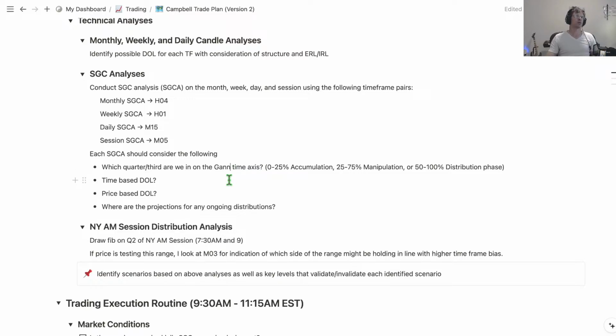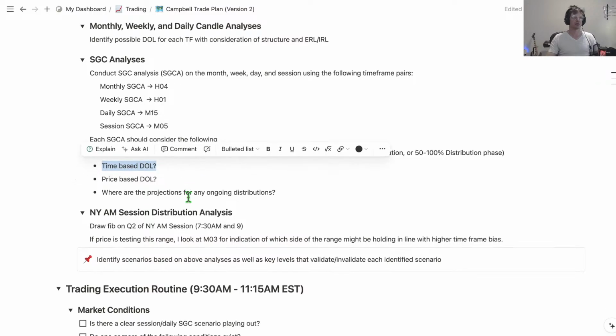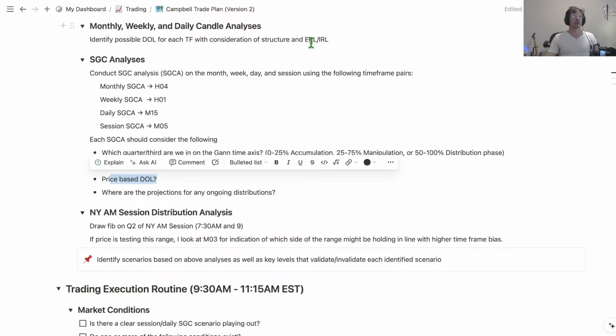intervals into quarters and then proposes that for the first 25% of that interval, so the first quarter, that typically you're set in a range, which then gets manipulated and then distributes. And so, based on that, we can draw time-based liquidity levels, and then within that, we also have price-based liquidity levels. So the time-based are based on those quarters and also opening times and so on and so forth. And the price-based are based more on the structure, ERL, IRL concept.